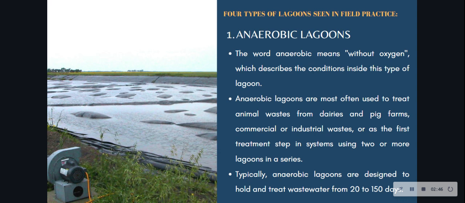Typically, anaerobic lagoons are designed to hold and treat wastewater for 20 to 150 days. They are relatively deep, usually 8 to 15 feet, and work much like septic tanks. Inside an anaerobic lagoon, solids in the wastewater separate and settle into layers. The top layer consists of grease, scum, and other floating materials. If not preceded by septic tanks, the layer of sludge that settles at the bottom of an anaerobic lagoon eventually accumulates and must be removed.